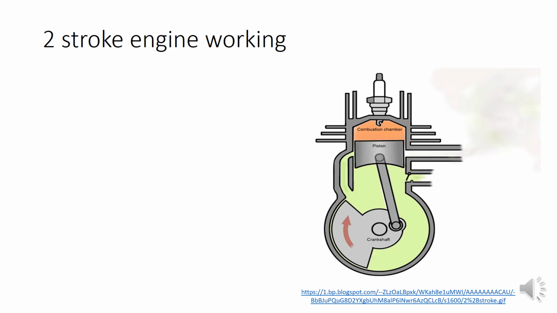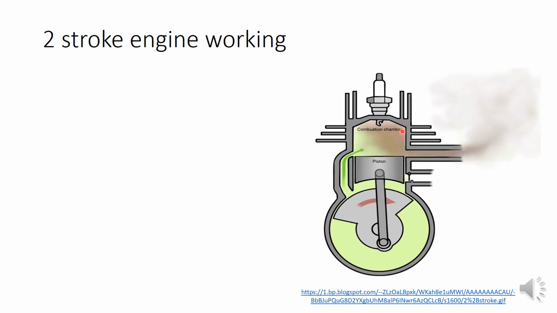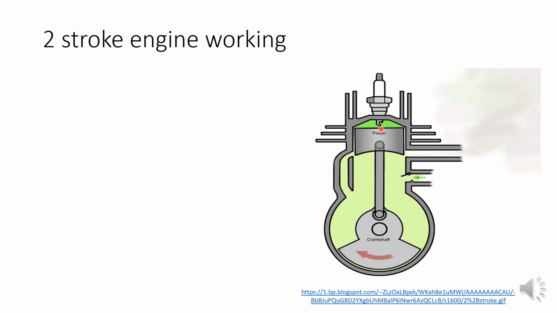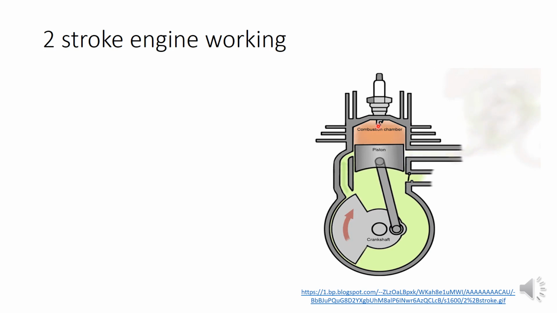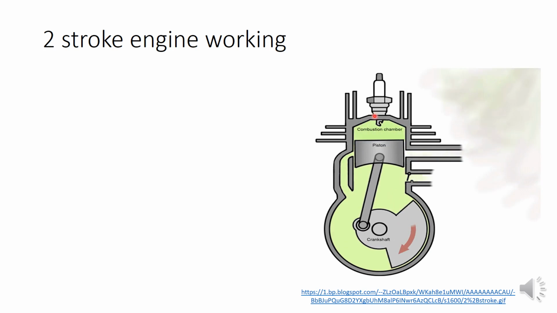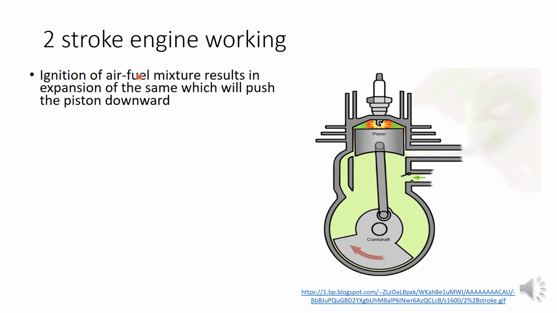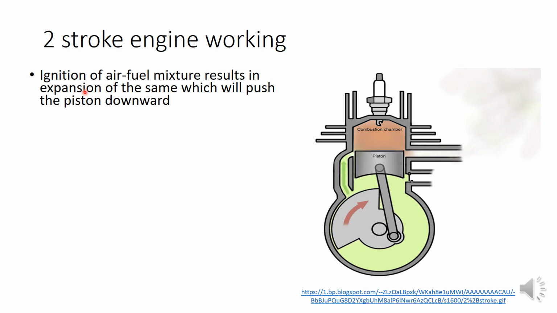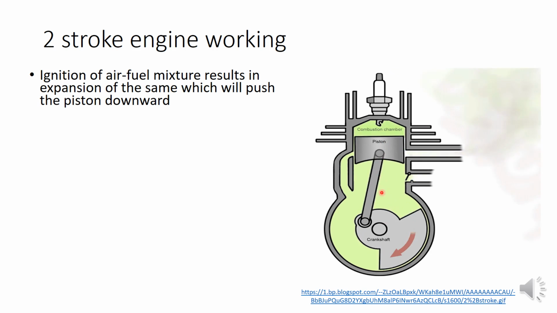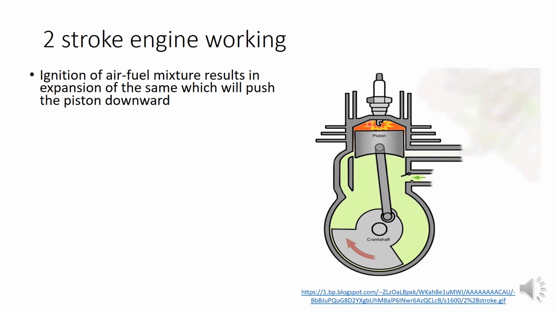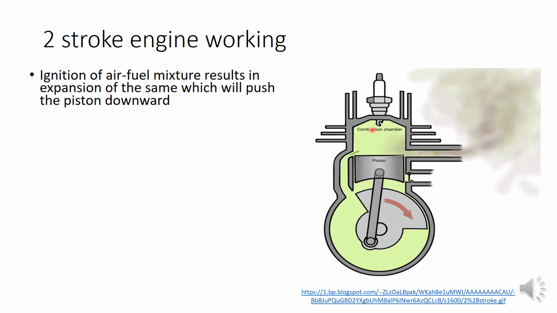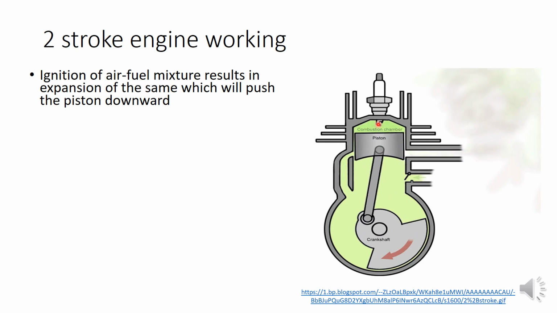Then what will happen on the downward movement of the piston? Already we have compressed in the upward stroke and we are providing spark or fuel, whatever it is. So combustion takes place. We will be igniting the air fuel mixture above the piston. The ignition of the air fuel mixture, we know, will result in expansion of the gas and that will push the piston downward. So you can see here, after completing the upward stroke, the ignition takes place. Gas is expanded and it will push the piston downward. So we are getting the power.